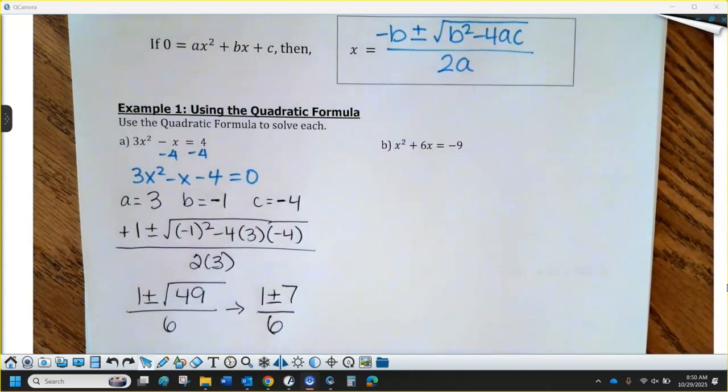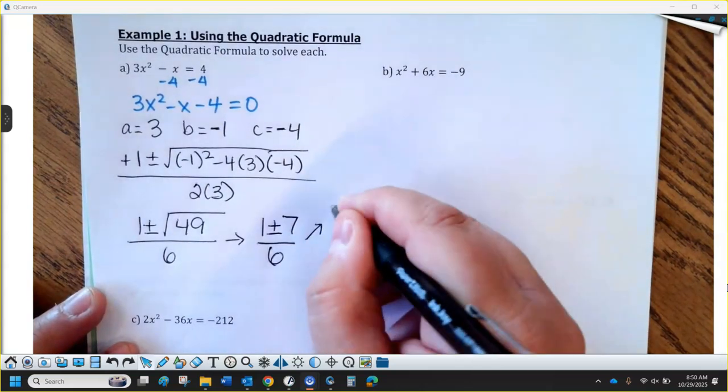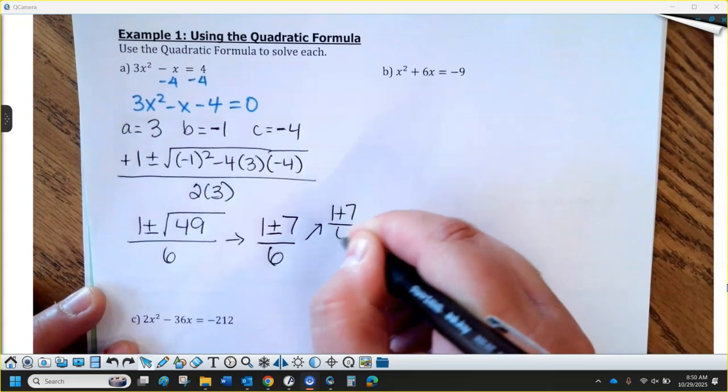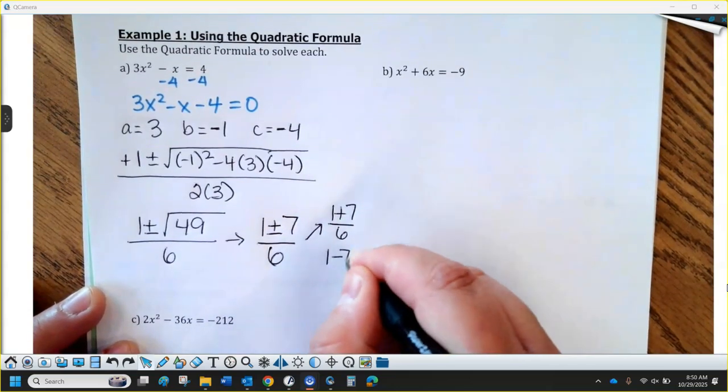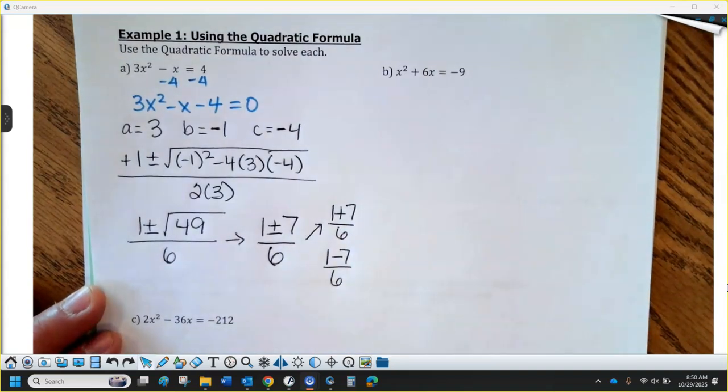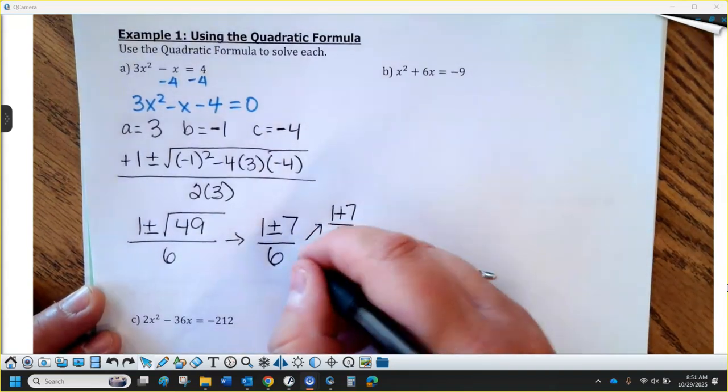You can't leave it in this format. If you don't see a radical or you don't see an i, the radical's canceled out here because I had a perfect square. If you don't see a radical or an i, then you can go farther. So what I'm going to do is say 1 plus 7, divide that by 6, and 1 minus 7, divide that by 6. You don't have to write out a bunch of work. I'm just trying to show you where it comes from.